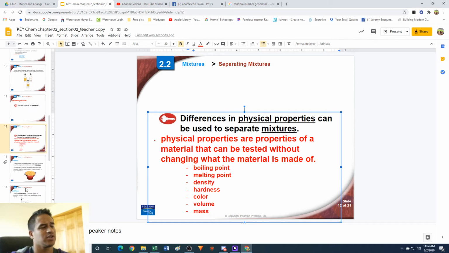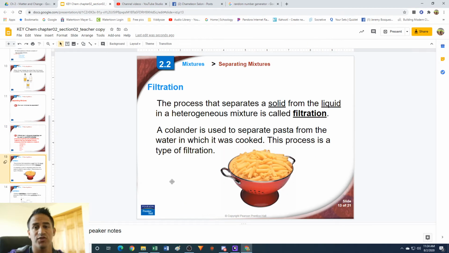There are two processes we're going to talk about here that are pretty common ones that we use in chemistry. The first one is known as filtration. Filtration is a process that we use to separate out solids from liquids. The most common type of filtration that you might be familiar with is using a colander to separate out noodles or pasta from water, right? If you've ever made spaghetti or macaroni and cheese, you've got to boil the water, put the noodles in there and boil them, and then pour the water off and get all the noodles in one container. Use a colander.